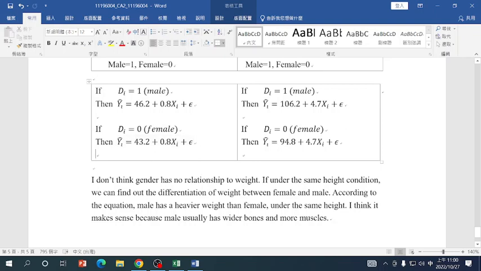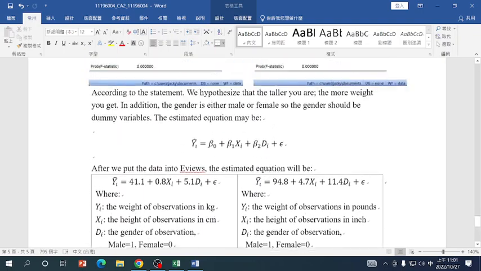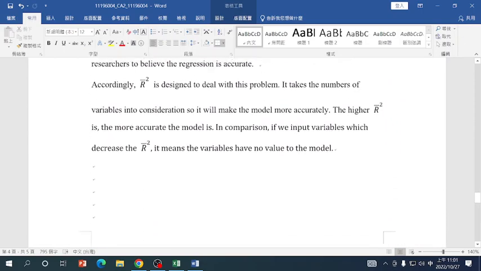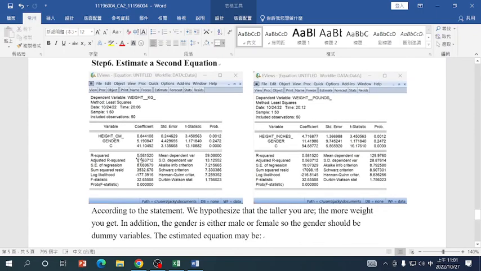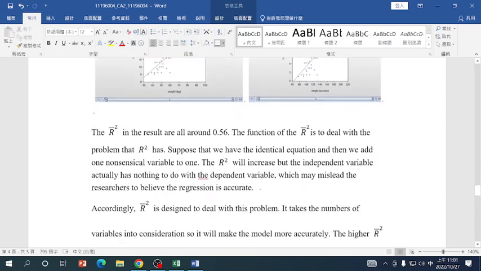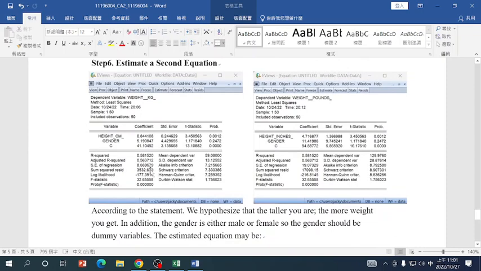Did you see the R square and adjusted R square for the second equation? What's the difference from the previous one, the simple linear one without the gender variable? I think it increases. One is about 56%, and now with gender the R square is almost the same, just a little bit of increase. So there's not much difference. All right, that's it. Thank you.